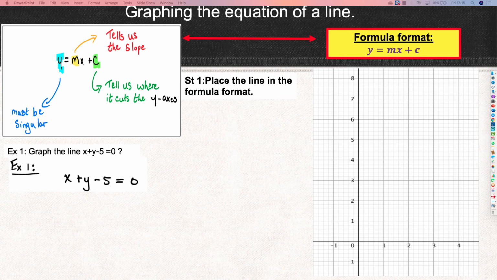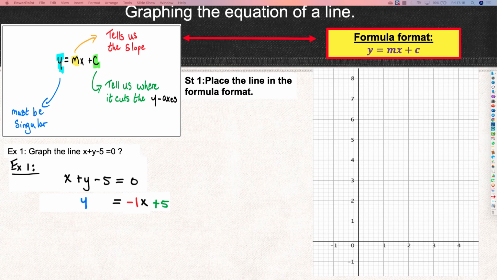X minus 5. What happens to x when it comes over here? It becomes minus. So the sign changes. What happens to minus 5 when it comes over? Plus 5. Exactly. So y is equal to minus 1x plus 5. Now that it's in this format, where y is singular, it's minus 1x plus 5. Anyone able to tell me what the slope is?